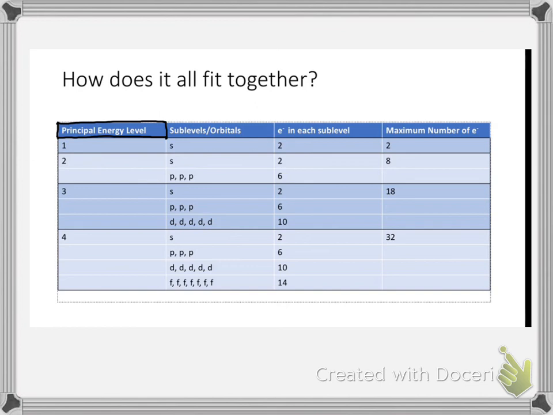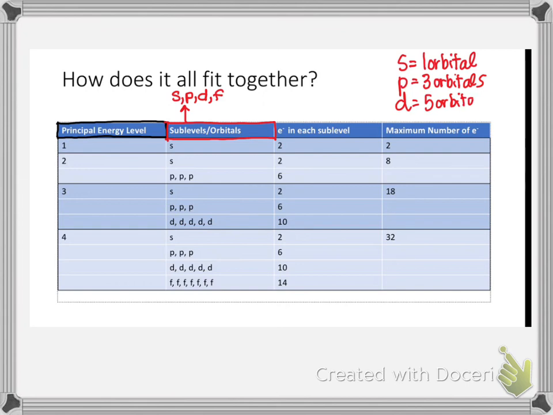Now, I put sublevels and orbitals here. The sublevels are the S, P, D, and F. And then remember, S can always have 1 orbital inside of it. That's the region of high probability. P always has 3. D can have 5. And F can have 7.